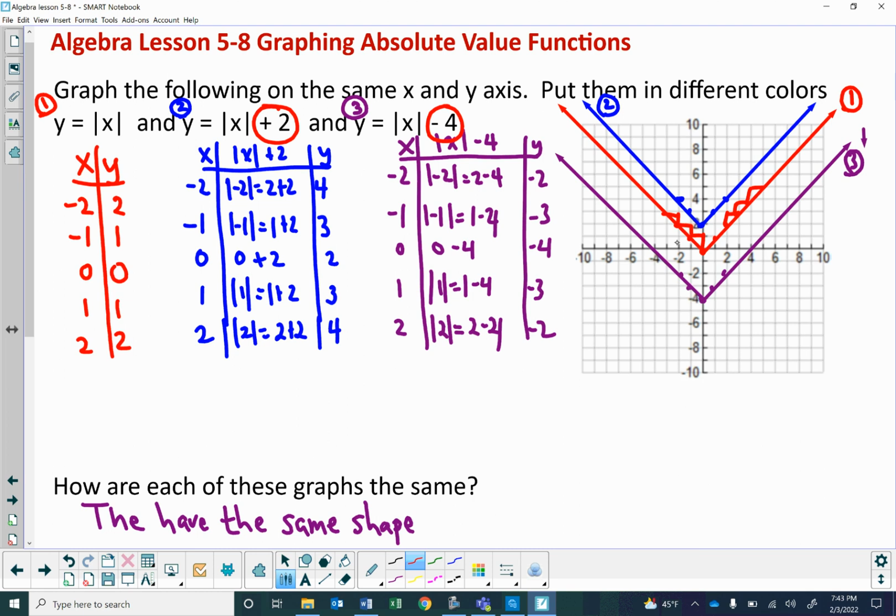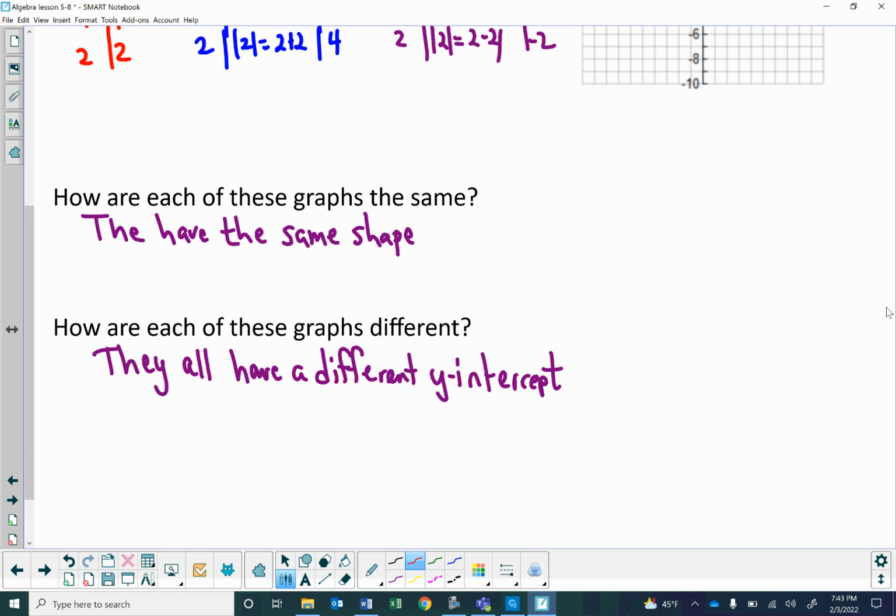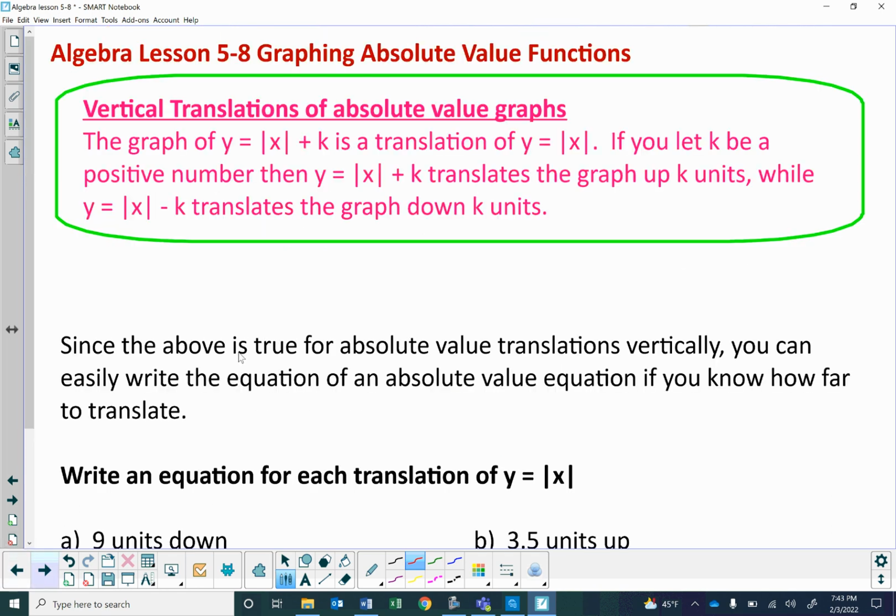So you should notice then that if a graph is in the form of y equals the absolute value of x plus something, you're shifting your graph up that many units. And if your graph is y equals the absolute value of x minus something, then you're shifting your graph down that many units. This gives us a general form of an equation for an absolute value.